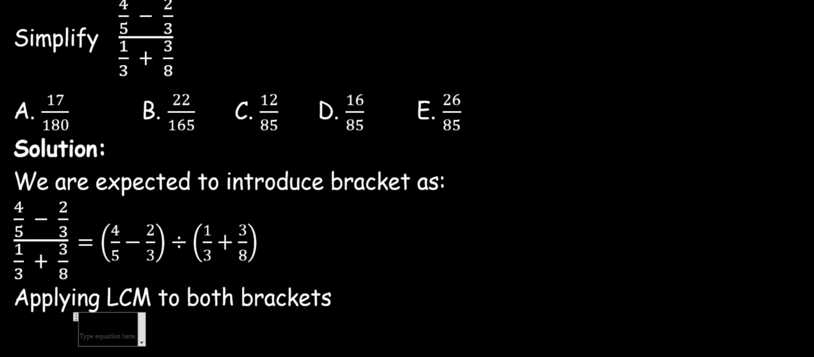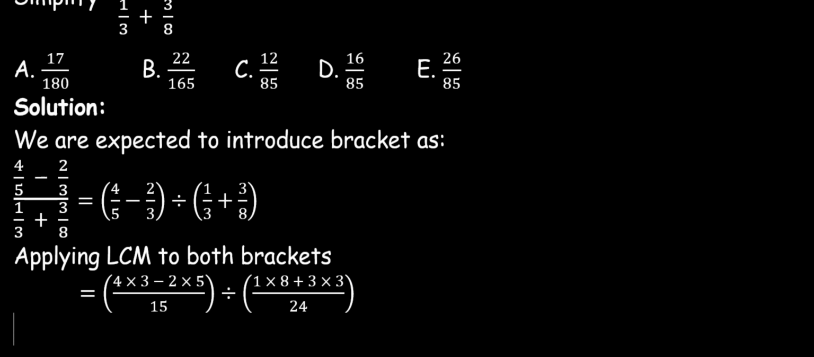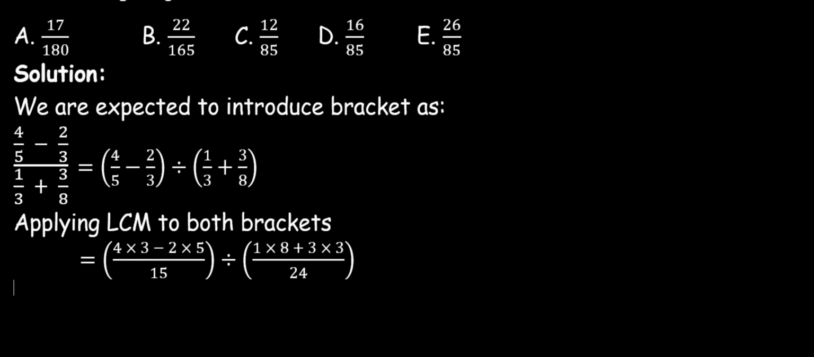So we now apply LCM to both brackets, and that will become, in the first bracket, the LCM of 5 and 3 is 15. So you have 4 times 3 minus 2 times 5 at the numerator over 15. Then with our division sign, in the second bracket, the LCM of 3 and 8 is 24, so at the numerator you will have 1 times 8 plus 3 times 3. How we got that: in the first bracket, 15 divided by 5 is 3, 3 times 4, hence you have that result there. Then in the second fraction, 15 divided by 3 is 5, so you have 5 times 2 there.